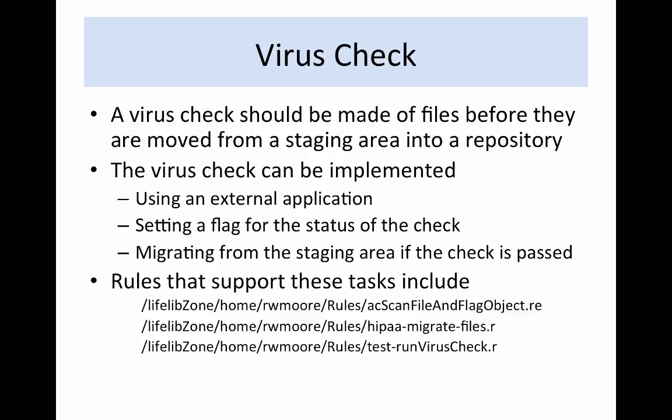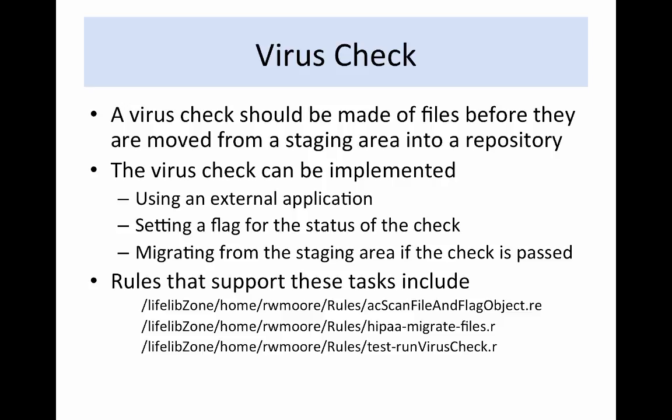The virus check can be implemented in two phases. Apply the virus check using an external application that runs at the location where the file is stored. Set a flag that denotes the status of the check. Migrate files from the staging area if the check is passed for all files on that storage location. Rules that support these tasks are available in the Policy Examples Workbook.